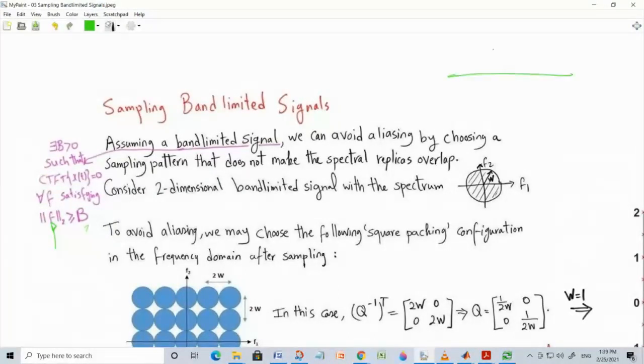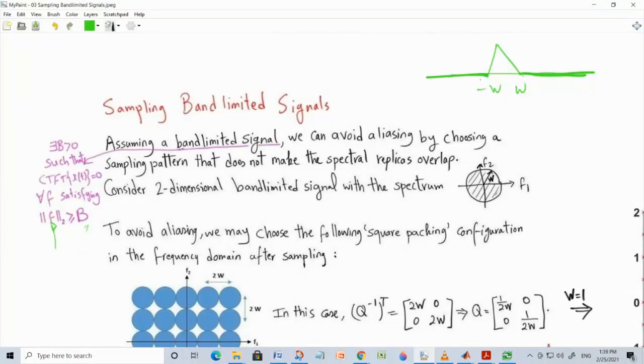So in one dimension, this is a band limited signal: from minus w to w, and outside this it is exactly 0. It's a very strict definition. In practice, of course, we don't have this. In practice, a signal is band limited if outside a certain range it is negligible. But mathematically, it is equal to 0.